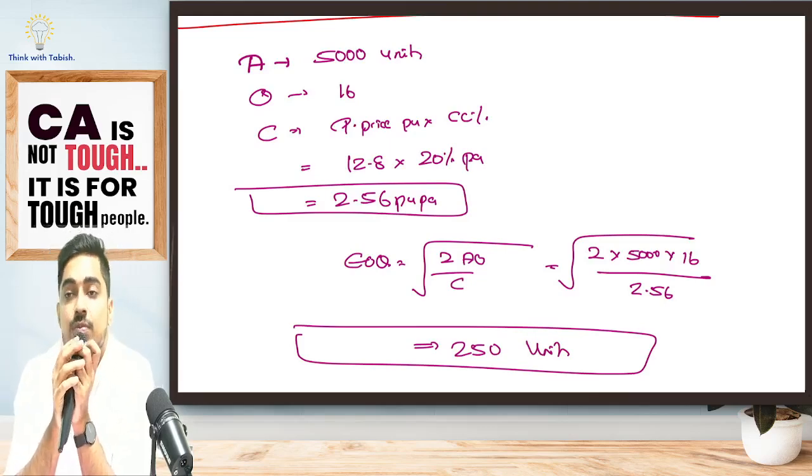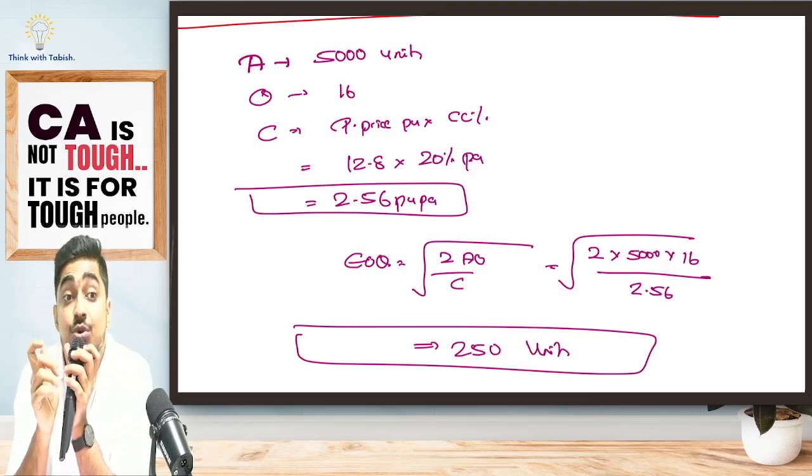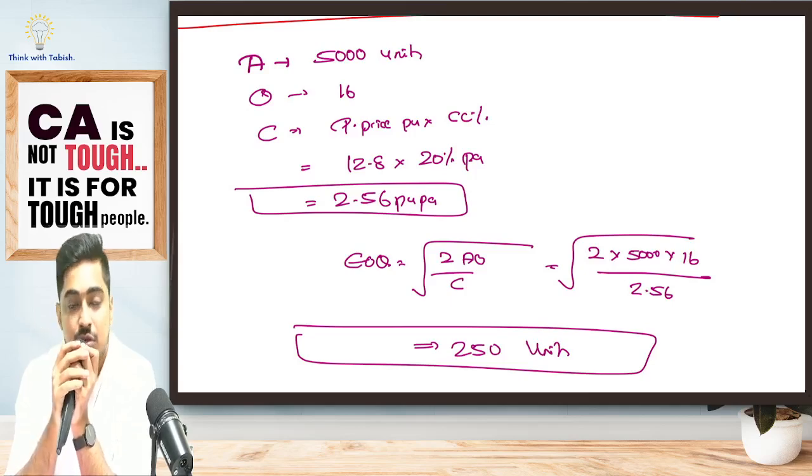Perfect. Now, EOQ calculation, graphical approach: ordering cost is downward sloping, carrying cost is upward sloping. The point at which both meet, that is where my total cost is minimum. That is my EOQ. So at EOQ, always my ordering cost will be equal to carrying cost. Based on this simple point, we derive the formula. EOQ is square root of 2AO divided by C, where A is the annual demand of raw material, O is the ordering cost per order, C is the carrying cost per unit per annum.